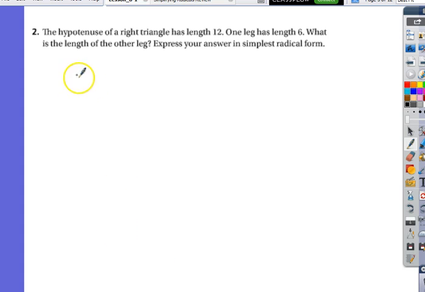Wesley, how'd you set this one up? I put x squared plus 6 squared. Excellent. Did everybody set it up like this where they put the 12 on the other side? A common mistake that I see people make is they always put the two numbers with the plus. But in this case, you had the hypotenuse, so it goes over here. So that's x squared plus 36 equals 144.